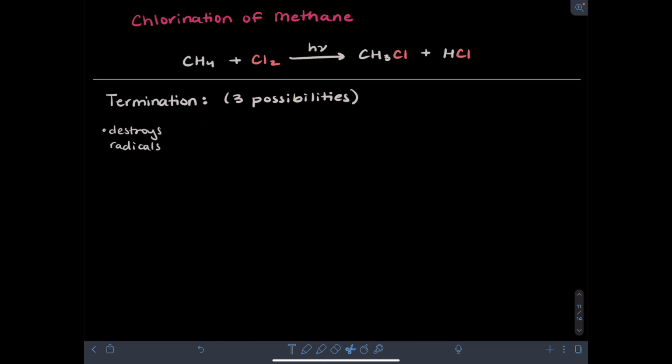The termination phase of the mechanism is going to involve destroying radicals, or bringing them together to form bonds rather than radicals. Radicals are super reactive, and they can combine with each other if they encounter each other in solution, and there are going to be 3 different possibilities for termination events. One possibility is that 2 chlorine radicals could encounter each other in solution. These radicals could come together in a coupling reaction. This particular coupling would form a new chlorine-chlorine bond.